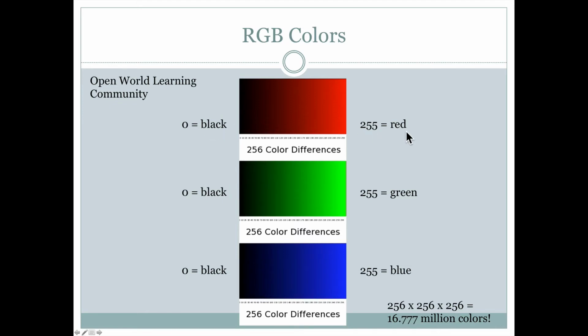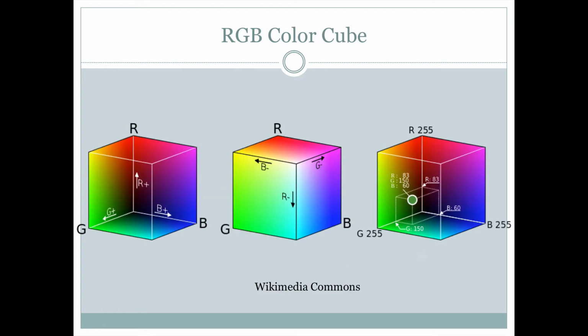So once again, 0 would be black, 255 would indicate a pure red, 0 would be black here again, 255 would represent a pure green, and 0 would be black here, and 255 would represent a pure blue, and we can combine those into 16.777 million colors. One way of thinking about these red, green, blue combinations would be the red, green, blue color cube. So in this example here, black would be in the lower corner back here where all 3 of these are equal to 0. And white would be in this forward corner here where red, green, and blue are all equal to 255 or the maximum value of red, green, and blue.